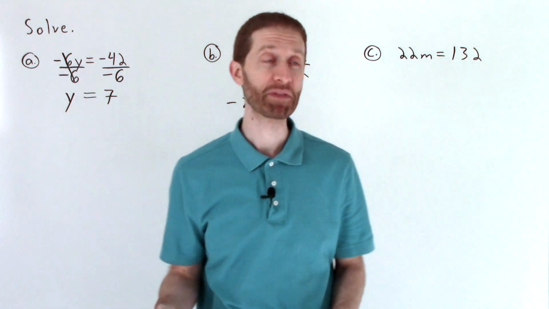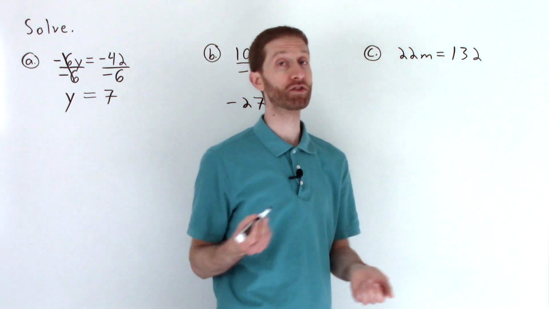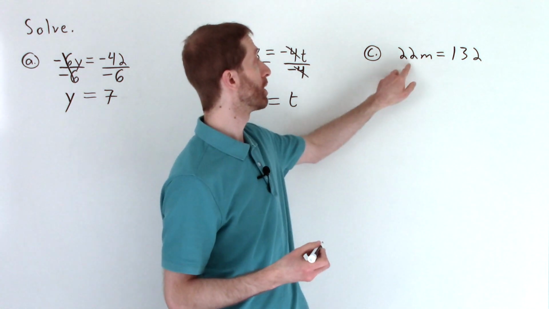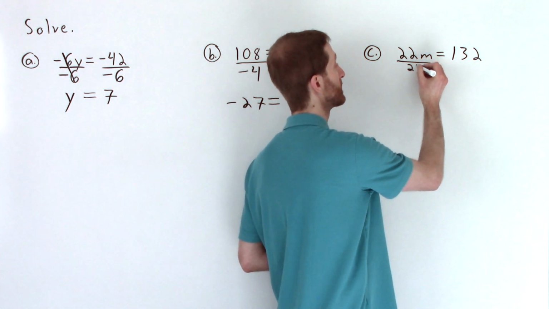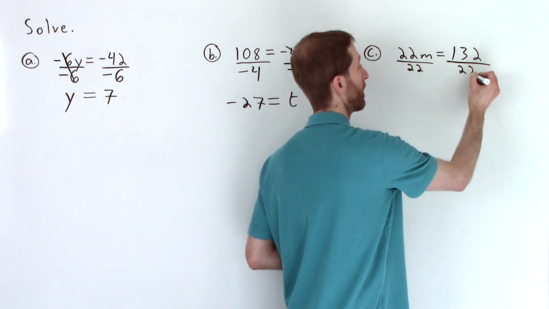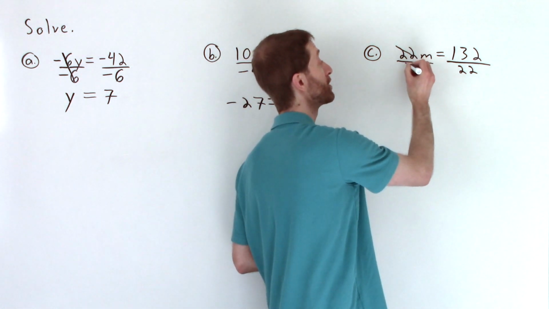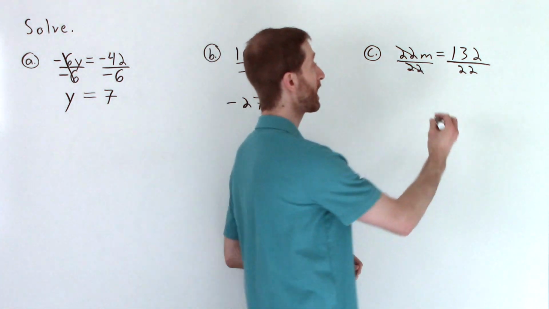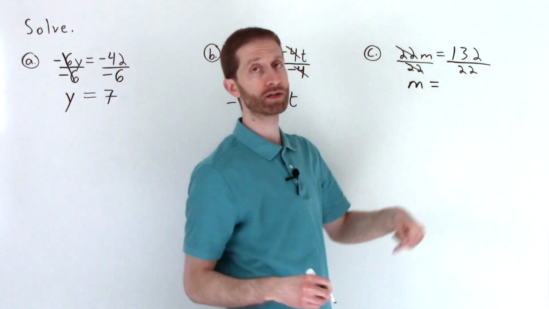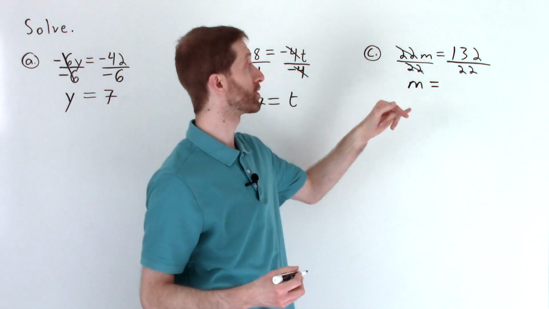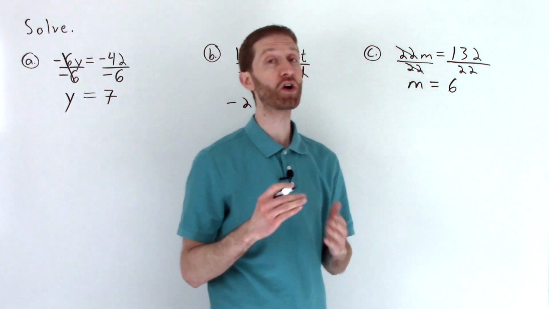We've isolated t. Last but certainly not least, you've got 22m equals 132. So I want to undo multiplication by 22. I do that by dividing by 22. And of course, I've got to do the same thing to both sides. All right, so now that I confirm that 22 divided by 22 is 1, we've isolated m. Well, then we focus on the operation of what's being done on the right side of the equation. 132 divided by 22 is 6. And that's it as far as solving the equations go.